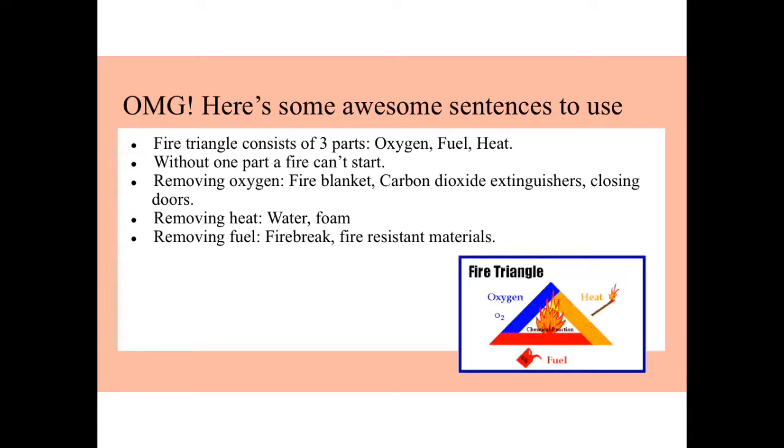How do we remove oxygen? The main way is to use a fire blanket, which smothers the fire so no oxygen can get in. Carbon dioxide extinguishers force the oxygen out, and we can also close the doors. So that's how you remove the oxygen. That would put out the fire, because you need all three to start a fire.